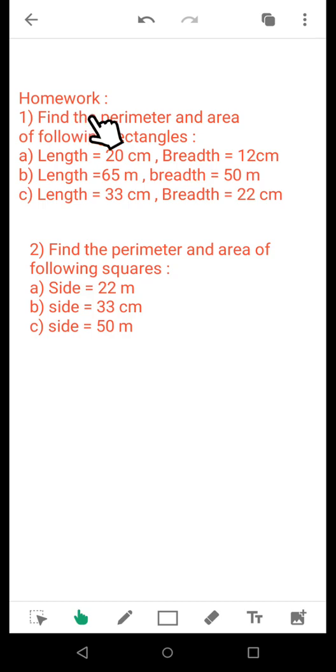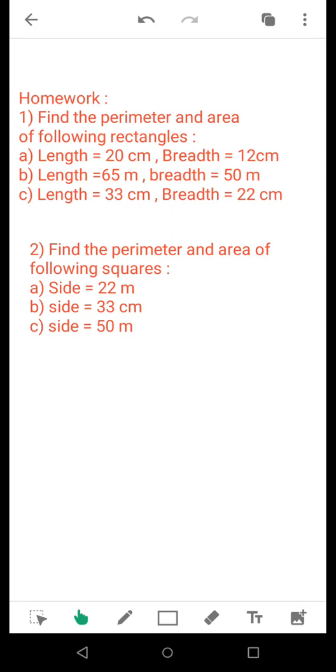Now the homeworks are: find the perimeter and area of the following rectangles. The first question deals with rectangles, so there are 3 questions from that. Question A, length 20 centimeter, breadth 12 centimeter. Question B, length is 65 meter, breadth is 50 meter. Question C, length is 33 centimeter, breadth is 22 centimeter.